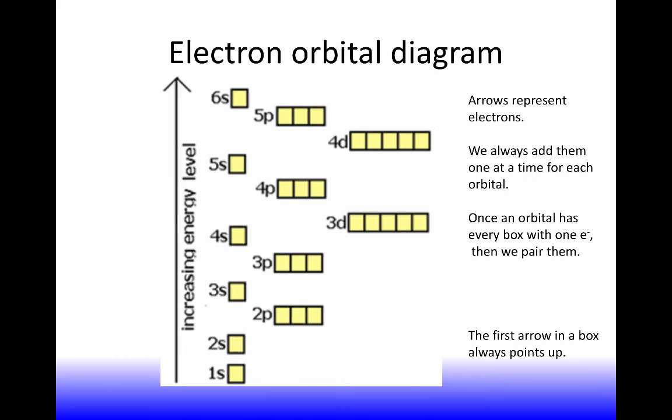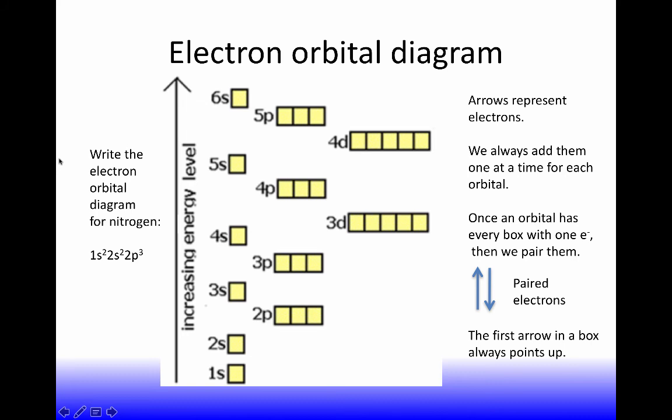Now, here's what an orbital diagram looks like. So we've got increasing energy. Do you notice I've got them stacked? 1s, 2s, 2p, 3s, 3p, 4s, 3d, 4p, 5s, etc. So from lowest to highest energy. All right. The arrows are going to represent electrons. We always add them one at a time until we fill everything in that orbital, and then once the orbital has 1 in every box, we pair them. So we do them as arrows. An arrow up is always the first one in a box. An arrow down is the second, and we have to pair them. The arrow direction represents the direction of spin. Remember, first arrow always goes up, okay?